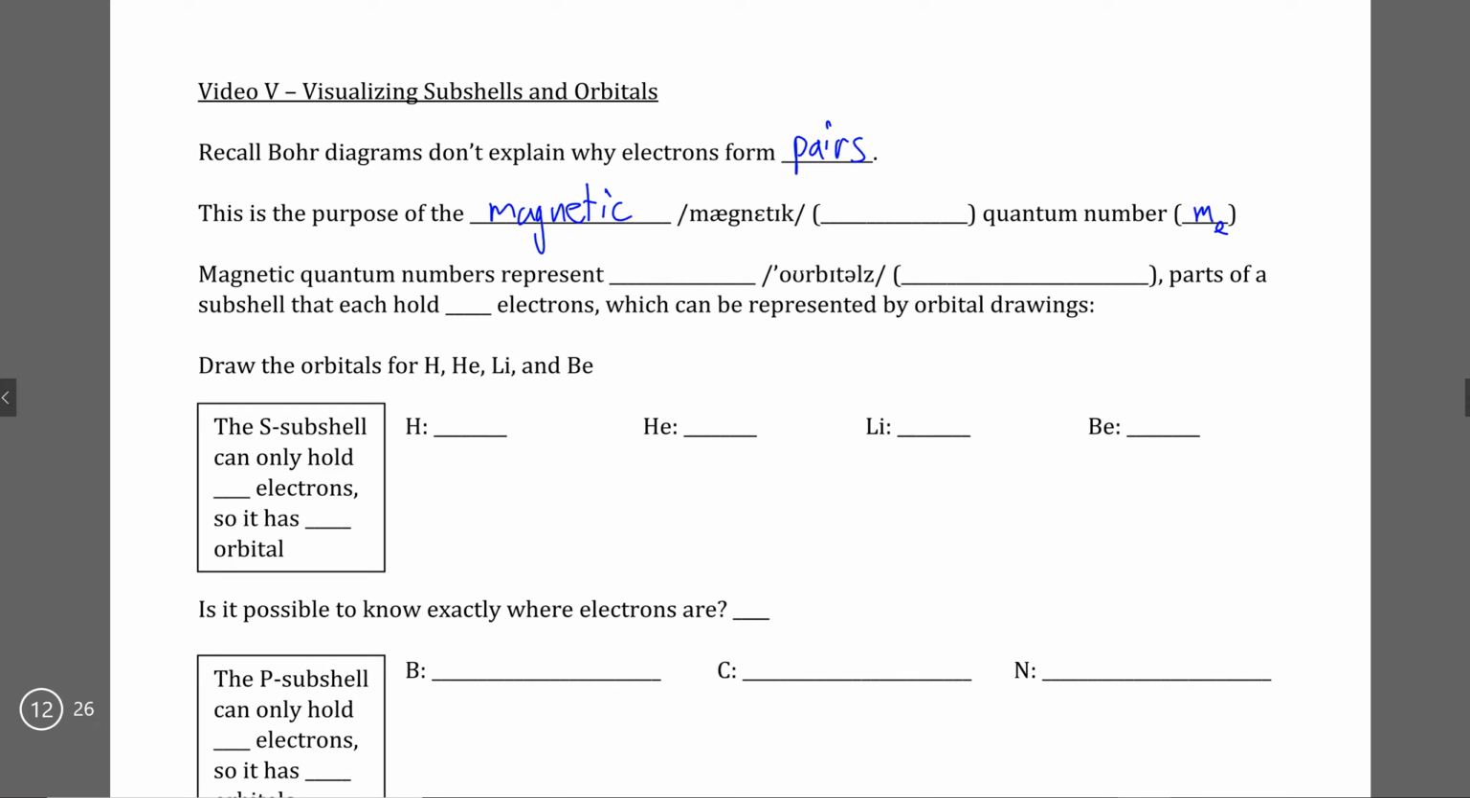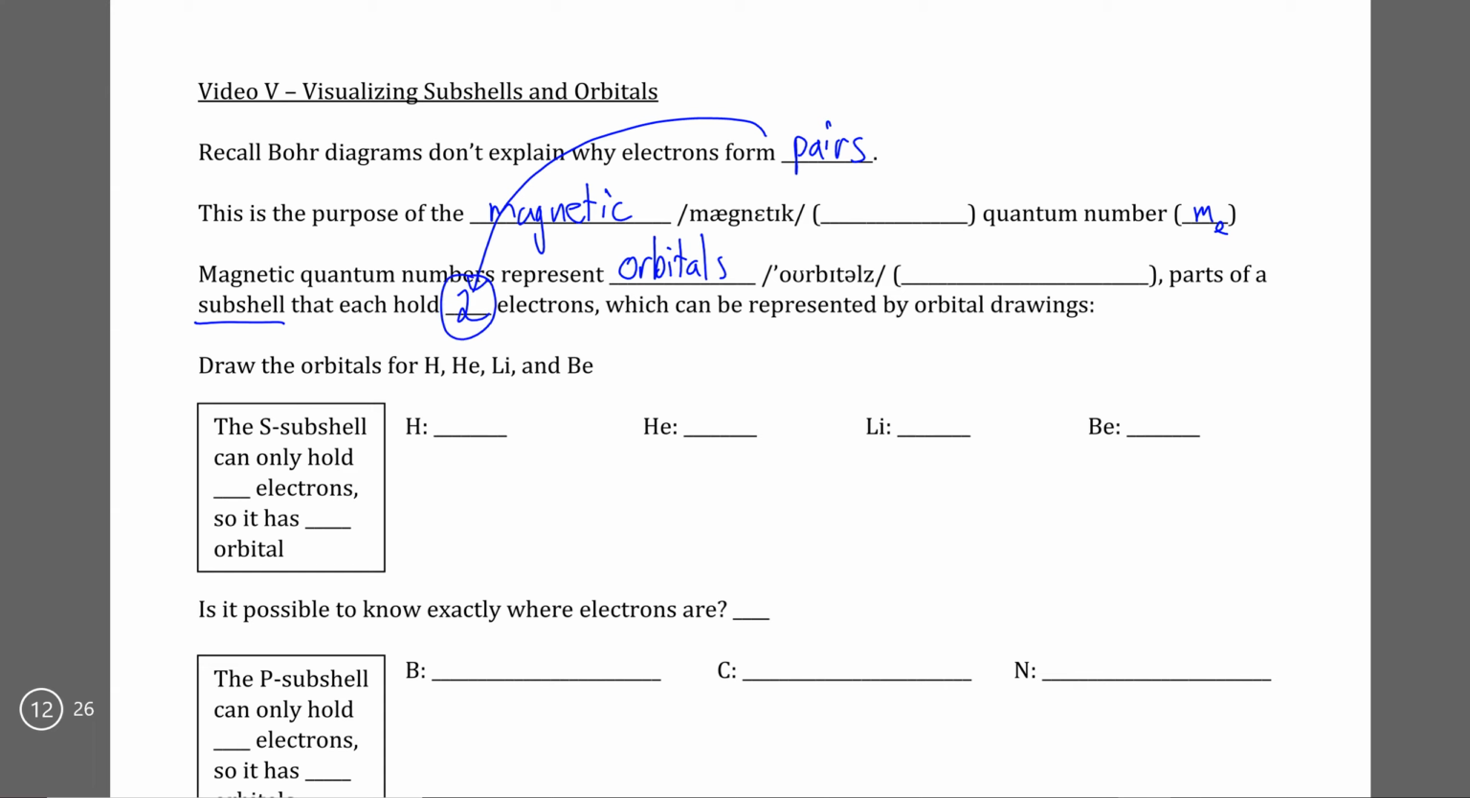Now, electrons form pairs because of something that we call orbitals. Orbitals, remember, are distinct from shells or the orbit layers that we see within the old Bohr diagrams. And magnetic quantum numbers describe orbitals, which are a component or a part of a subshell, and each orbital within a subshell holds 2 electrons, which again explains why electrons form pairs.